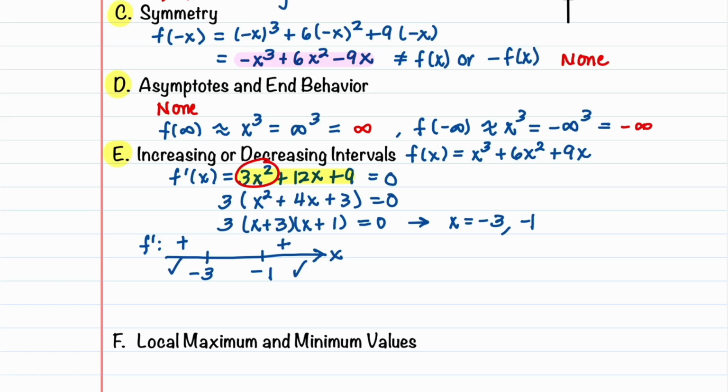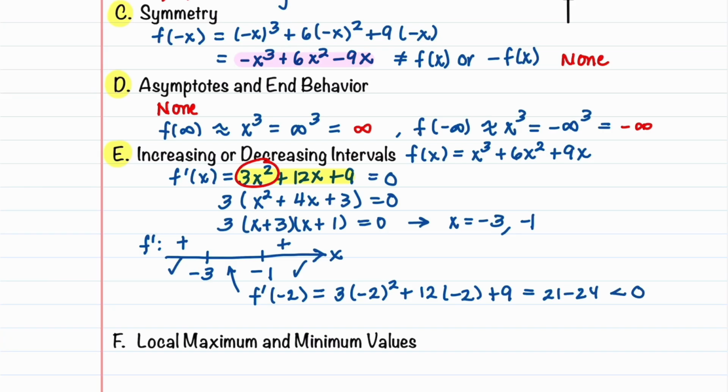Now what we need to do is pick a point in between -3 and -1. I'm going to choose -2, so we're going to calculate f prime at -2. Looking up at the function, this is 3 times -2 squared plus 12 times -2 plus 9. This is 3 times 4, which is 12, plus 9 is 21, minus 24. We don't care about the value. We just need to know if it's positive or negative. This is negative, so we're going to put a negative up here.